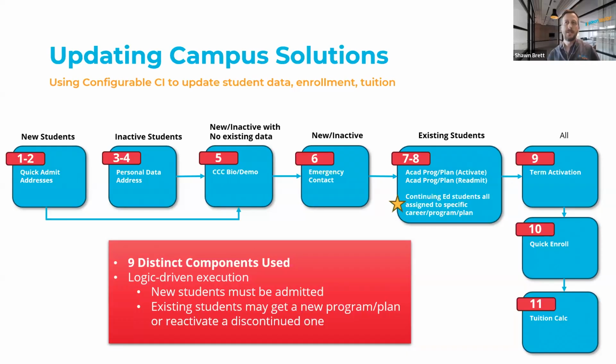So we're quick admitting students. If they're inactive students, we're updating some personal information. CCC has a custom biodemo component that we're updating, adding emergency contacts in, doing all the program plan activation for continuing ed. Works out well for them because they can put all their continuing ed students into a specific continuing ed career. So that was helpful. And then all the term activation, quick enroll, and then finally tuition calc. So all of this stuff runs when you click that button and you see that progress bar.